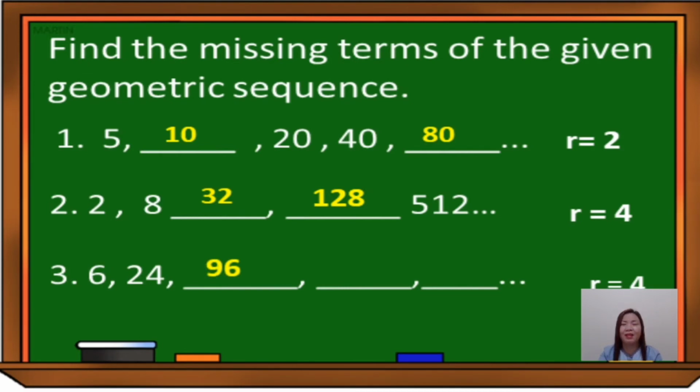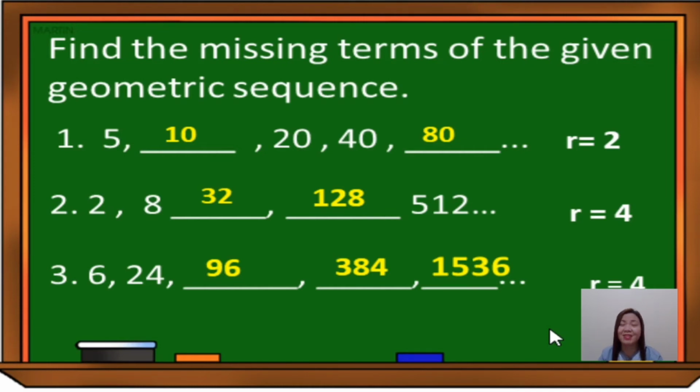Okay. Then 96 times 4. What is the product? And the product for that is 384. And now, if you multiply 384 times 4, what is the product? And the product for that is 1536.